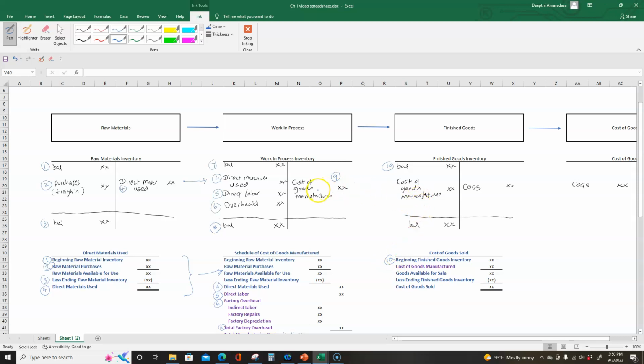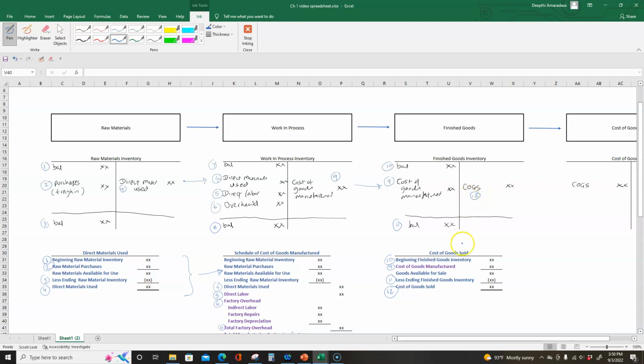So we know cost of goods manufactured came in when goods got completed from work in process inventory. So that's the same number 9 here. These two are the same. So that's 9. And 9 and 10 added together is goods available for sale. Then you subtract ending finished goods inventory, which I'm going to label 11 here, to come up with our cost of goods sold, which is 12.